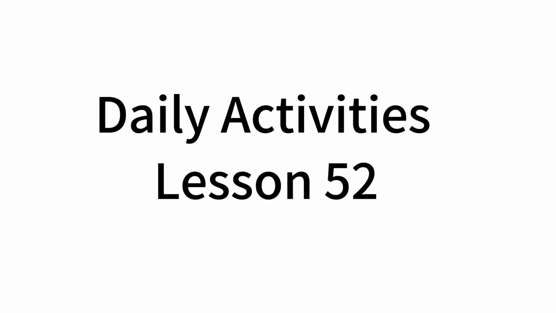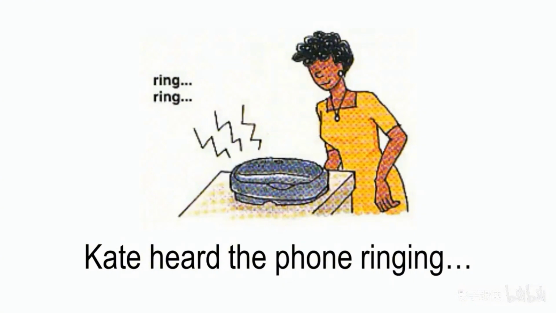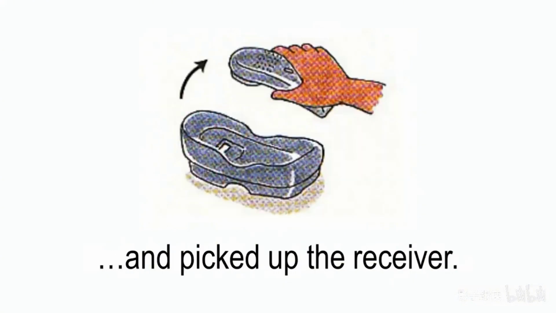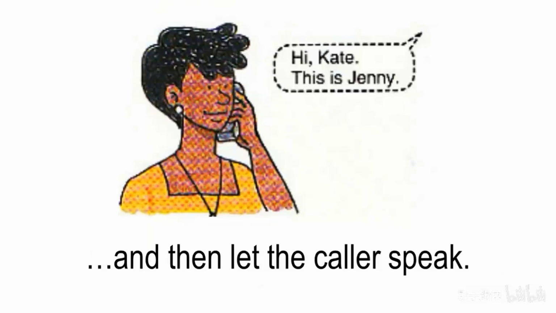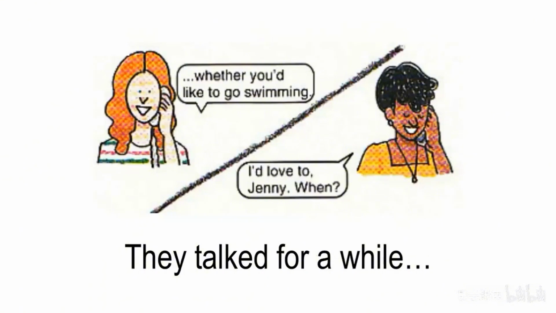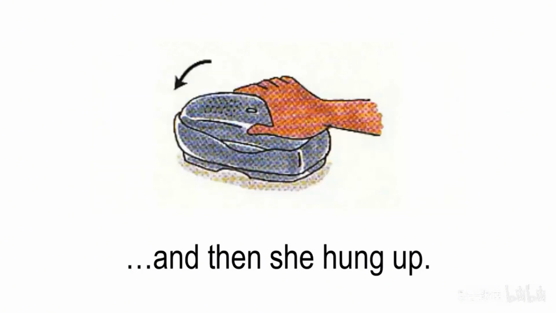Daily activities. Lesson 52. Kate heard the phone ringing and picked up the receiver. She answered the phone by saying hello. Hello? And then let the caller speak. Hi, Kate. This is Jenny. They talked for a while. Whether you'd like to go swimming. I'd love to, Jenny. When? And then she hung up.